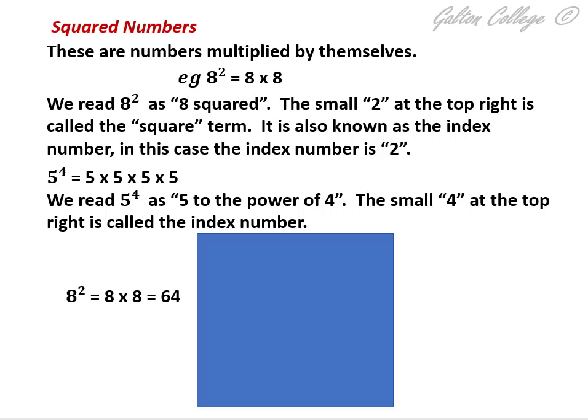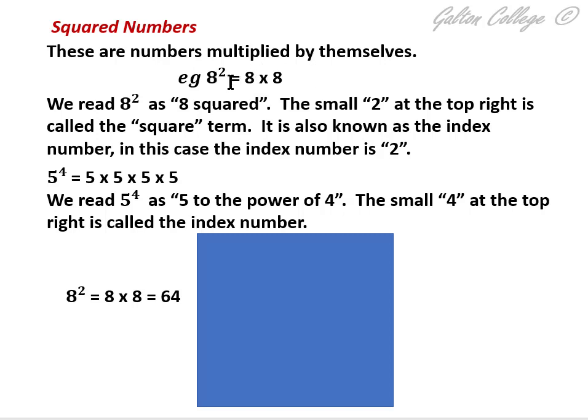We also have numbers multiplied by themselves, and these are squared numbers. So a squared number is when a number is multiplied by itself, in which case we write a little 2 on the top, just up here on the top right. So we'd call that 8 squared. The little 2 is also known as the index number. In this case, the index number is 2.